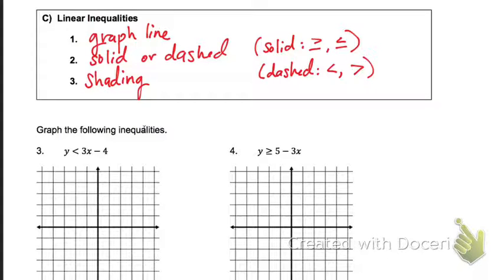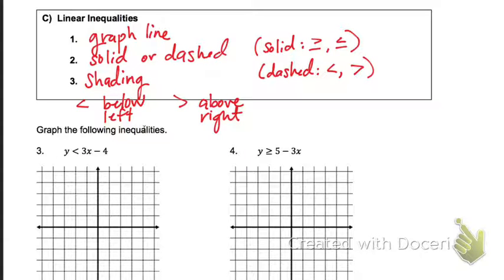Now, there's a couple things you can do when shading, but I don't like to make it too complicated. If it's a less than, then you're going to shade below. If it's a greater than, you're going to shade above. Another way to think about it is less than is to the left, greater than is to the right.